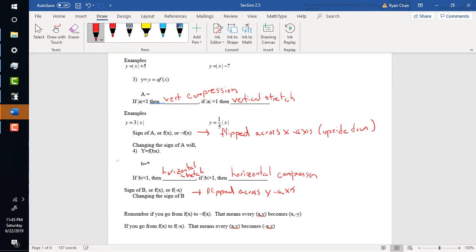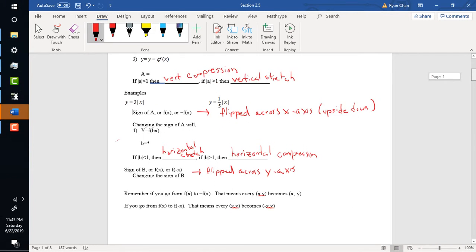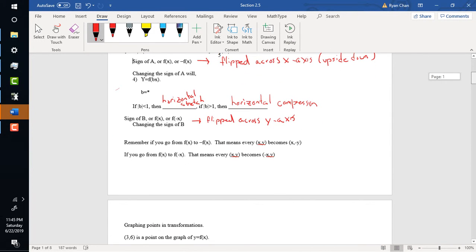Now here's the thing. If you have a hard time figuring that out, remember what we did in the very first week of class when we were talking about symmetry. If you go from f of x to negative f of x, that means your y becomes opposite signs. If I go from f of x to f of negative x, it becomes x to negative x. Just remember the symmetry across the x-axis and y-axis, respectively.